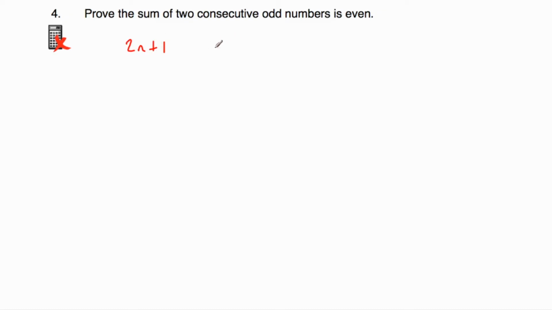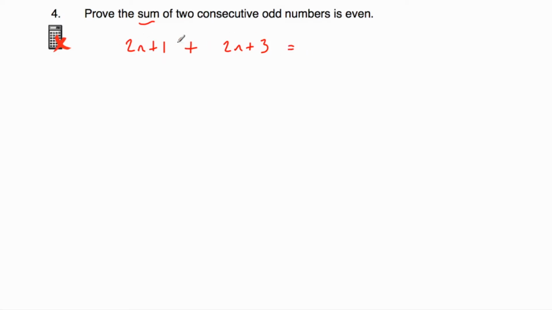Now what we're going to do is find the next odd number. Well, 2n plus 2 would be the next number. That's going to be even. And then it would be 2n plus 3. That would be the next odd number. So these would be 2 consecutive odd numbers. Because 2n is even, if we add 1, that would be odd. We can't have 2n plus 2, that's even, so we've got 2n plus 3. So there are 2 consecutive odd numbers, and we want to show that their sum, when we add them together, we get an even answer. So if we add these together, hopefully we'll get an even answer.